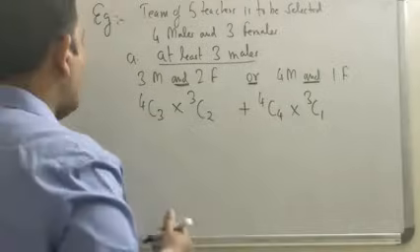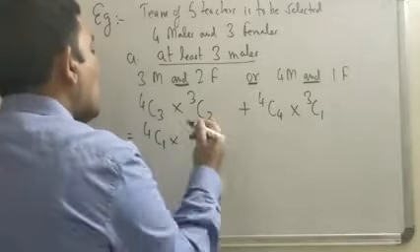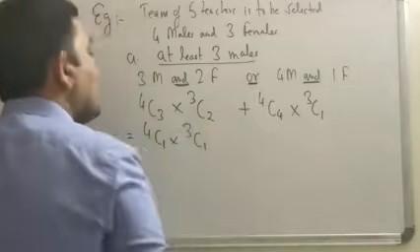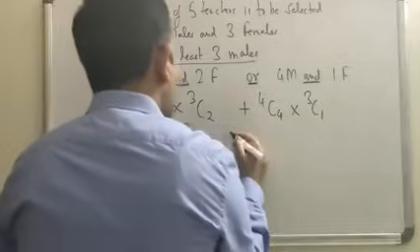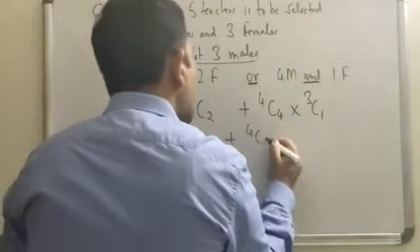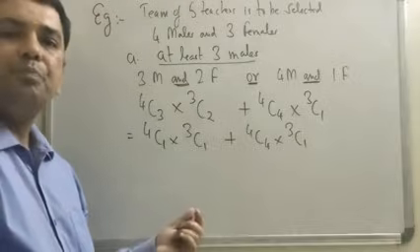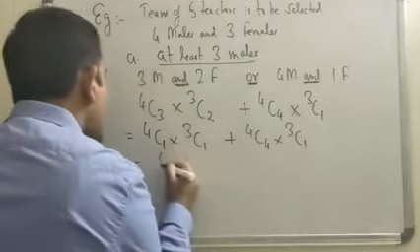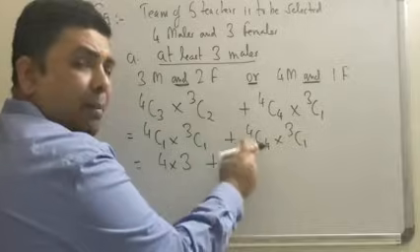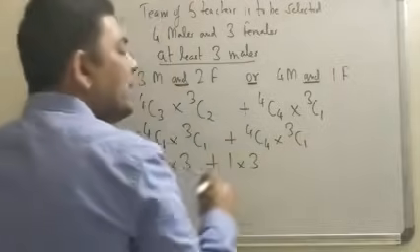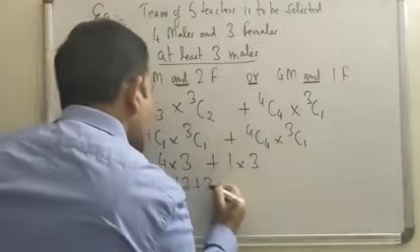Now you can calculate the values. What is 4C3? 4C3 is same as 4C1. What is 3C2? 3C2 is same as 3C1. Plus what is 4C4? Let it be 4C4 and we have 3C1. So, what is 4C1? 4. What is 3C1? 3. Plus what is 4C4? 1. Remember NCN is 1. What is 3C1? 3. Remember NC1 is N. So, we have 12 plus 3.